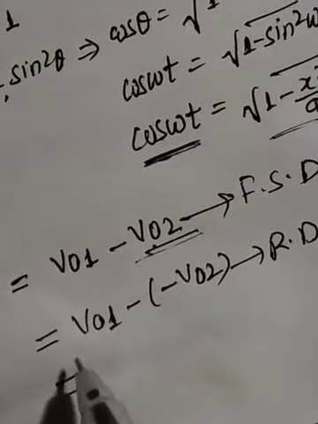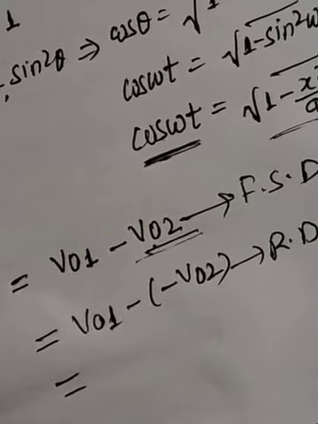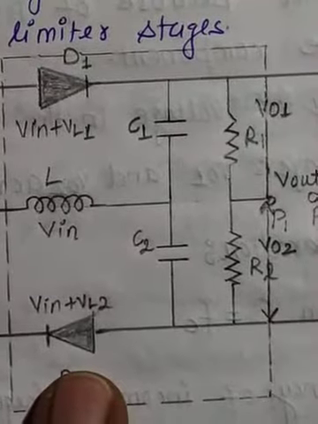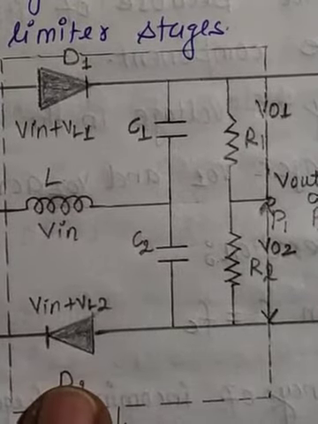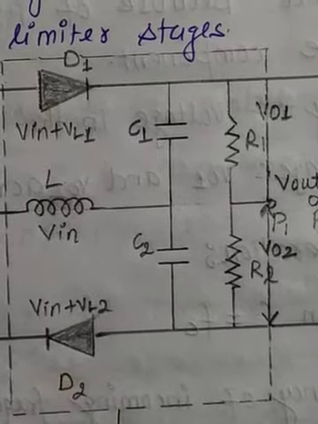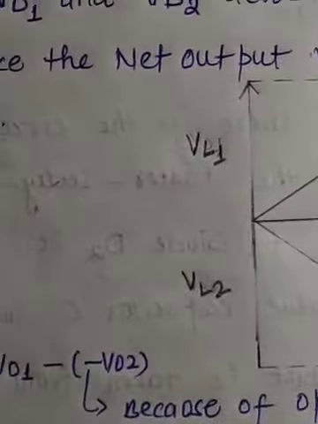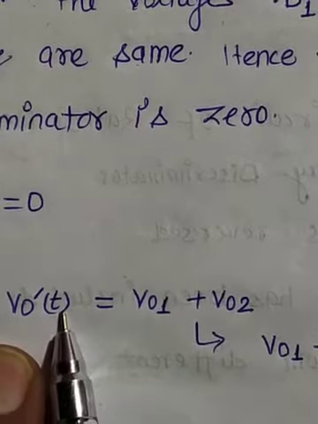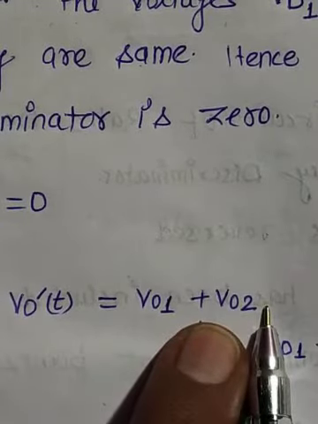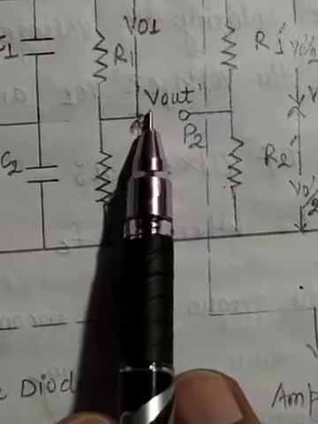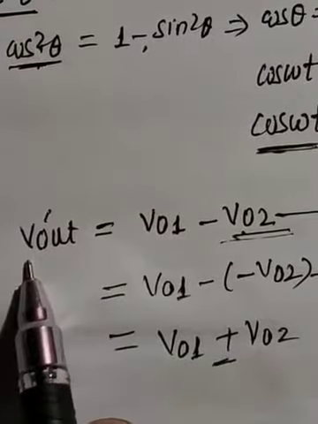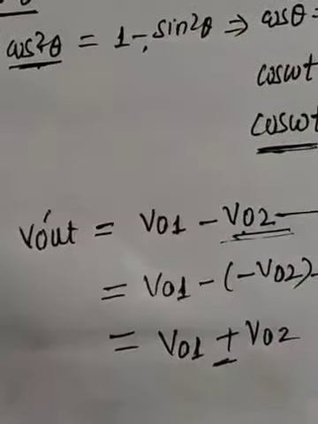Okay, so for the output voltage of the ratio detector, let us consider V01 plus V02, and this plus is coming because this diode is reverse biased here. So let us now move to this topic. V0 dash, which is equal to V01 plus V02, and the output is taken between these two points, P1 and P2. This is my V0 dash out, because the net output voltage is taken between those two points, P1 and P2.